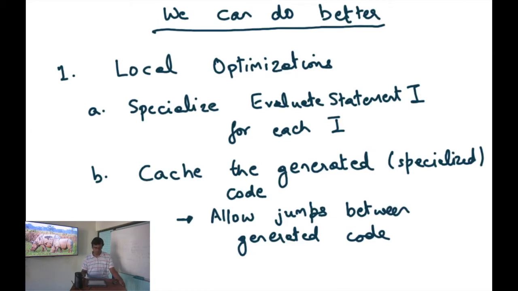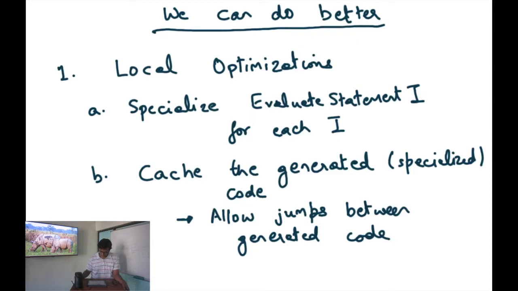And one idea here is that let's do local optimizations. So we already talked about specializing the evaluate statement i for each i. And that would be called a local optimization. So why do I call it a local optimization? Well, any optimization that is particular to a single statement or a part of it, I'm calling a local optimization. And later I'm going to call any optimization that considers 2 or more statements a global optimization.